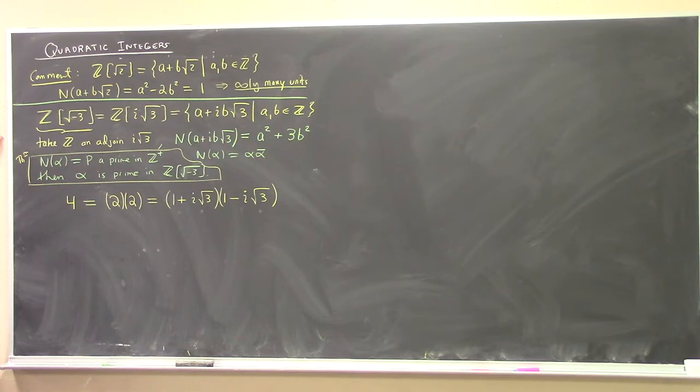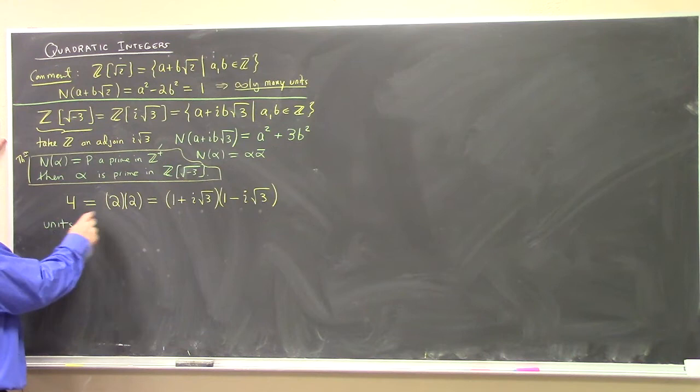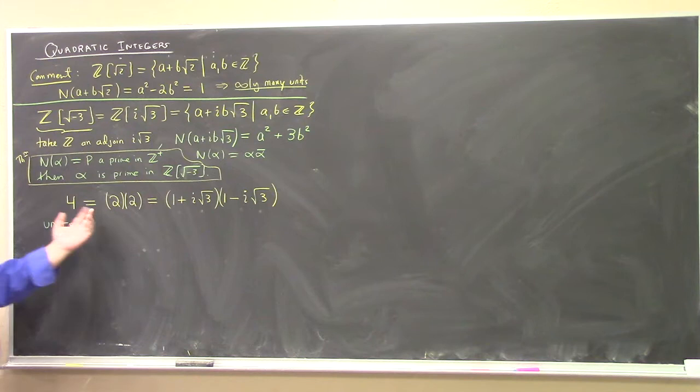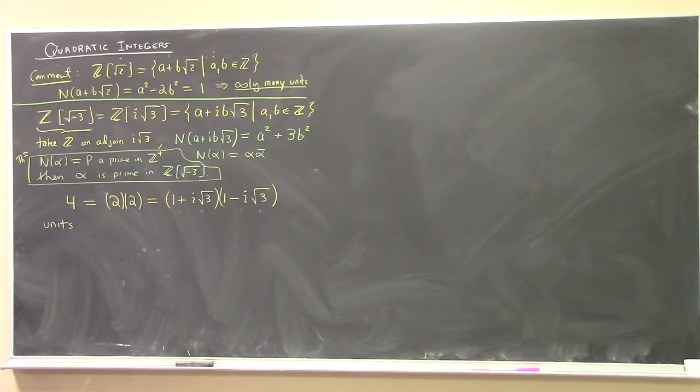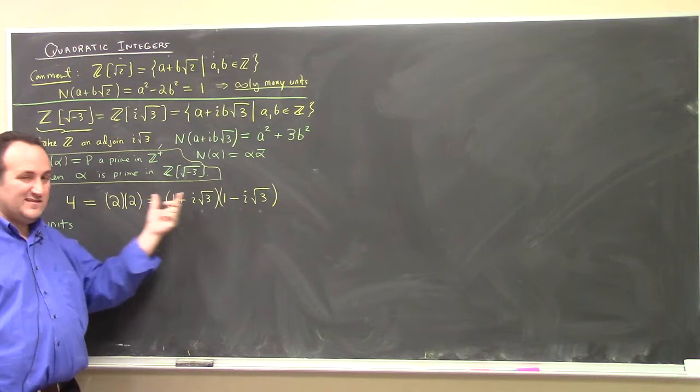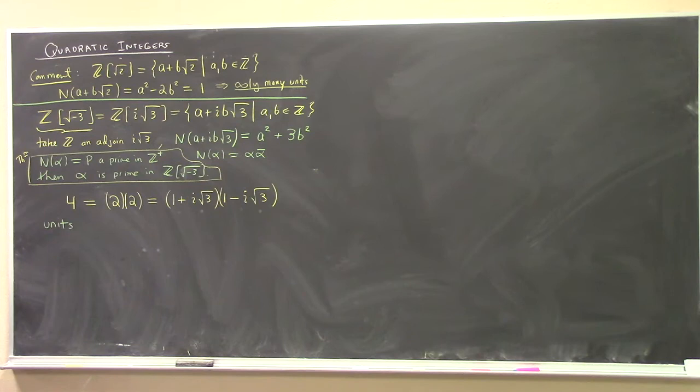But what are the units in Z adjoin square root of minus 3? I guess we need to figure those out, right? Because we can't figure out if these are just unit multiples of each other until we know. If 2 was a unit multiple of these, then we'd still be fine. We'd still have unique factorization. But what we're going to argue is that these are not unit multiples of each other. These are two distinct factorizations of 4 into factors. Well, these are not relatively prime.